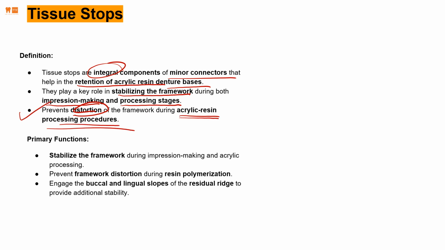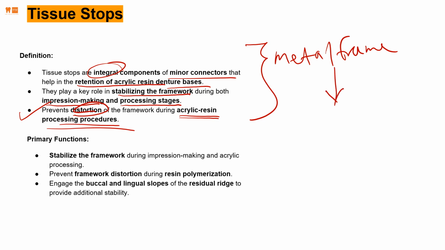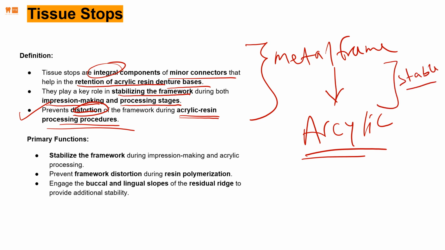So basically, all this is trying to say is when there's a metal framework ready, and it needs to be placed and replaced by acrylic, in that stage, this framework needs to remain stable somehow on tissue as well as the cast. And that's where tissue stops come. The primary function is to stabilize the framework. Done. Problem solved. This is a terrible star, by the way. I don't know what's happened to my diagrams today. During impression making of the acrylic processing. It prevents the framework distortion during resin polymerization, like this process that we talked here.